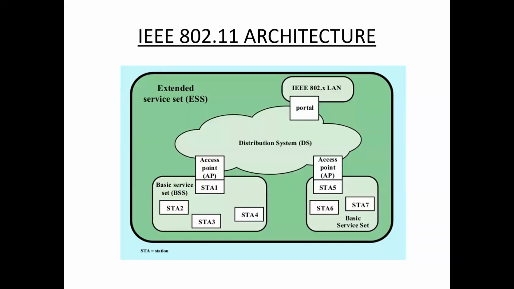The components of this IEEE 802.11 architecture are, first one, station. Here STA2, STA3, STA4, STA6, STA1, all these are stations. Stations comprise all devices and equipment that are connected to the wireless LAN. Stations are just your mobiles or laptops.